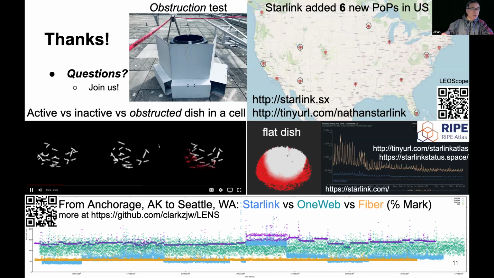But sometimes they jump to another one because for each cell there are two beams available. One is the prime beam, the other one the secondary beam. And so that's why we can capture the behavior of the satellite with regard to the dish, and then we can correlate it with the performance simulation as well.